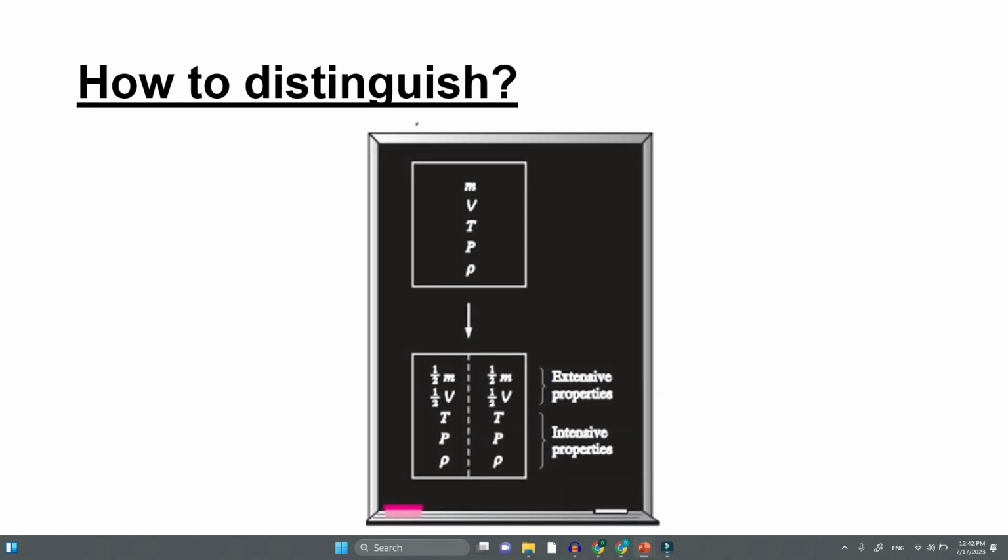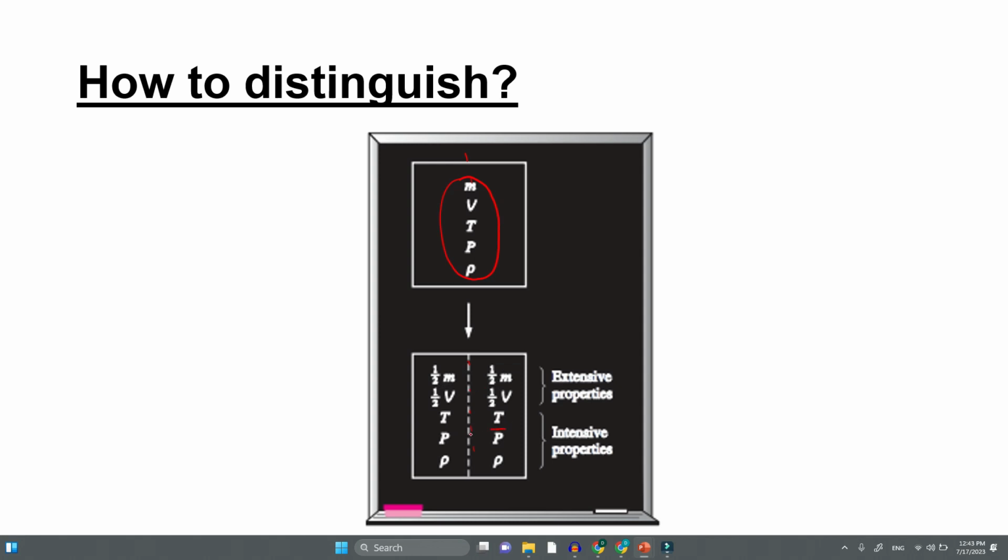So if you take a vessel, these are the properties: mass, volume, temperature, pressure, rho, etc. If you just divide this vessel, with the dotted line we are using, what happens to these properties? So you can see that mass will become m by 2. Here it will become m by 2. Volume will be v by 2, v by 2. And then you have the temperature.